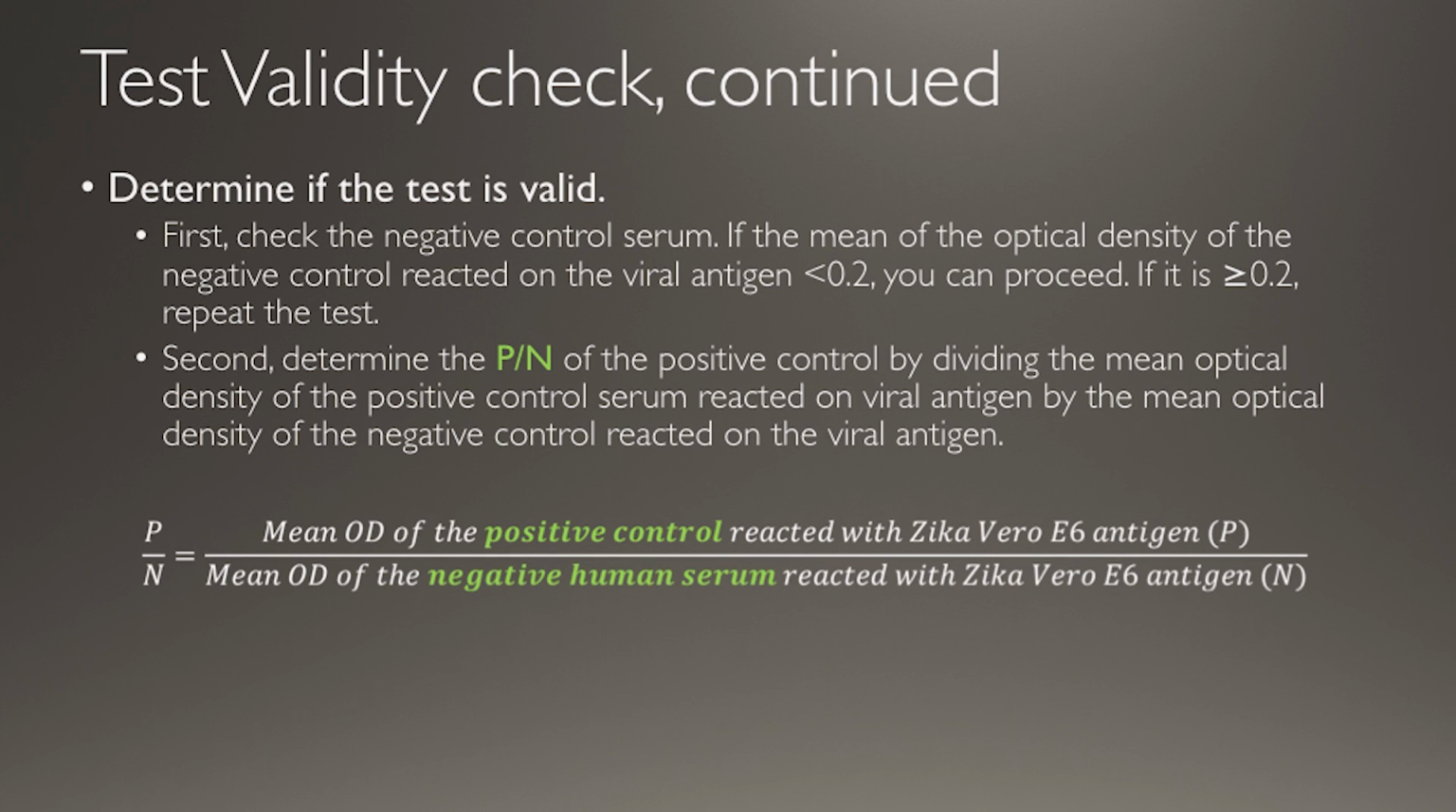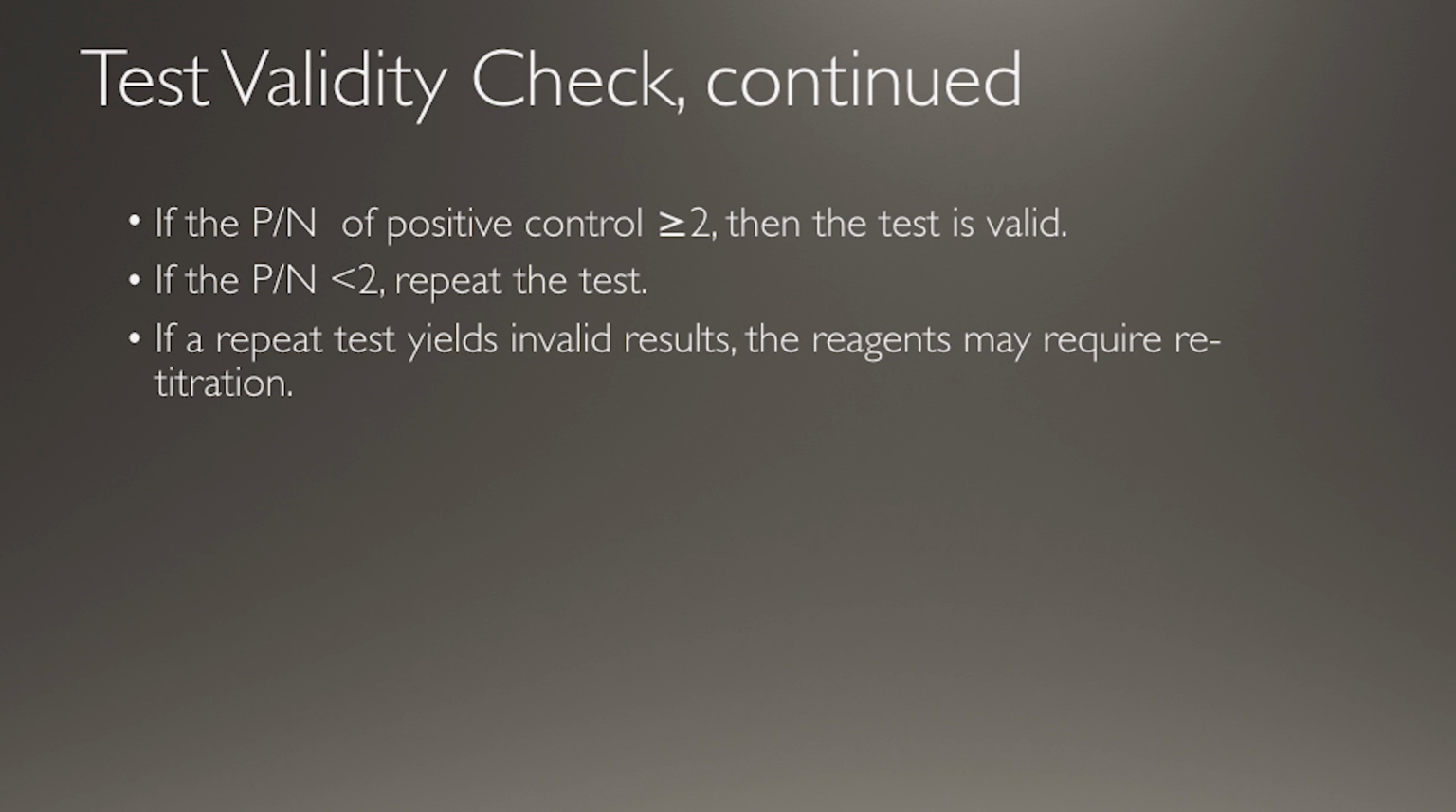Determine the P/N of the positive control. This is done by taking the mean optical density of the positive control serum reacted on viral antigen, then dividing the product by the mean optical density of the negative control reacted on the viral antigen. If the P/N value is greater than or equal to 2, then the test is valid. If it is not, then the test should be repeated. If a repeat test yields invalid results, the reagents may require retitration.